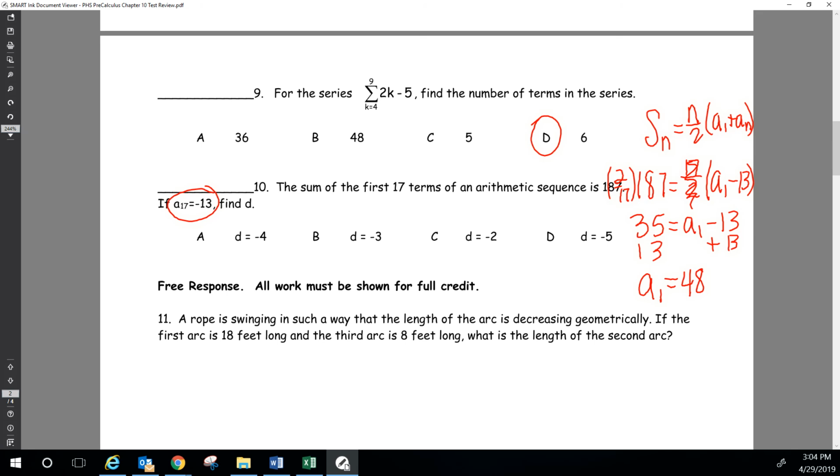Oh, just kidding. I was like, no, that's all right. This guy is 22. And then when you add to it, that's 35. My apologies there. All right, so we know our first term is 35, but that's not what they're asking for. They're asking us to find D. How did that help us?